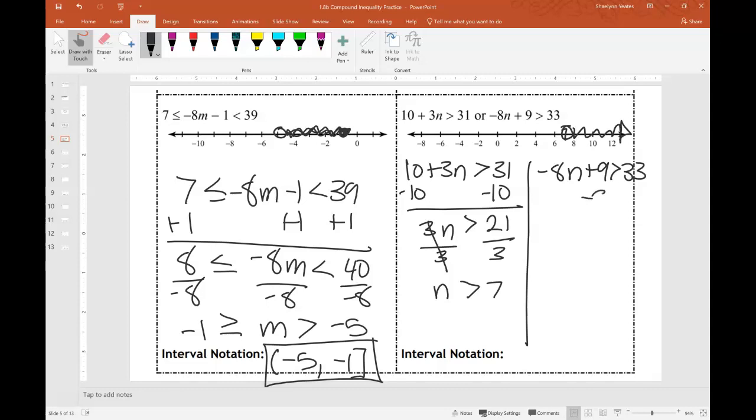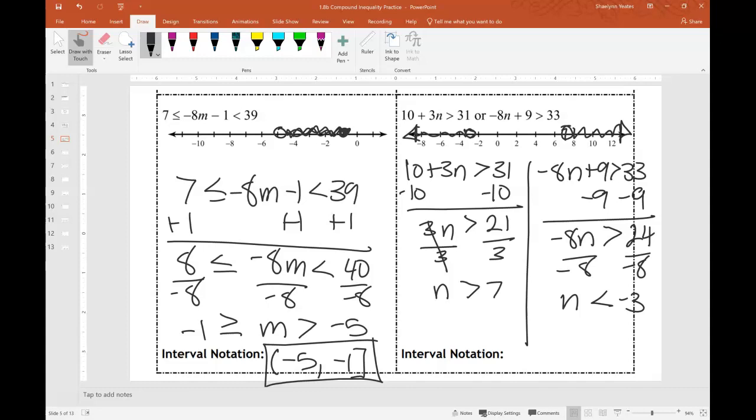Then over here I'm going to subtract 9 from both sides. 33 minus 9 is 24. Then we're going to divide both sides by negative 8. I'm going to get n, and because we divided both sides by a negative, I have to flip my inequality. n is less than negative 3. So I'm going to go to negative 3, put an open circle, and put an arrow pointing to the left.